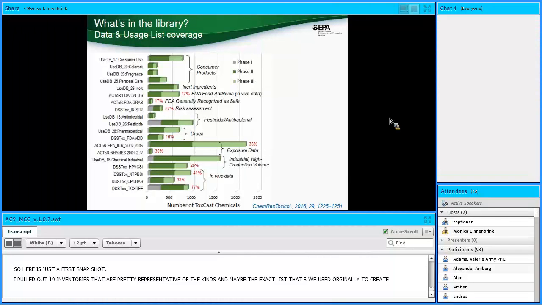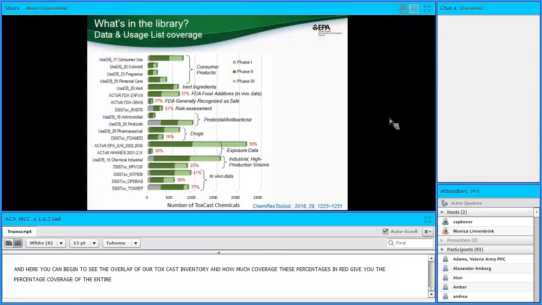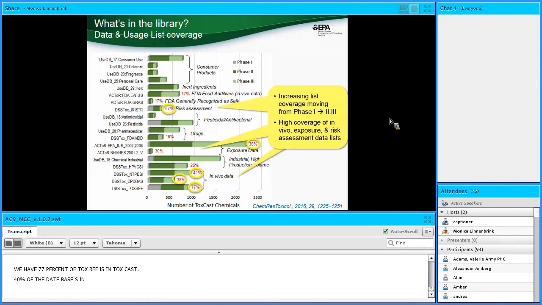And here you can begin to see the overlap of our ToxCast inventory and how much coverage. These percentages in red give you the percentage coverage of the entire, at the bottom, for instance, ToxRef inventory. We have 77% of ToxRef is in ToxCast. 40% of the cancer potency database is in ToxCast. Something like, okay, so where is IRIS? IRIS, 57% of IRIS chemicals are in ToxCast, and those are explicit overlaps.